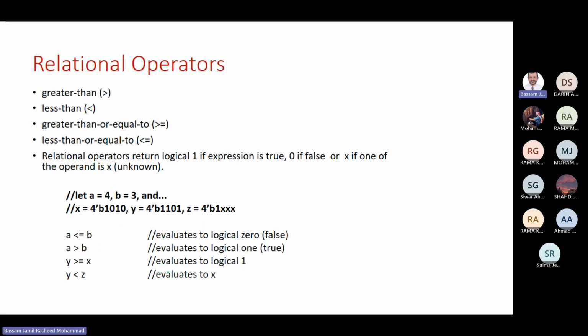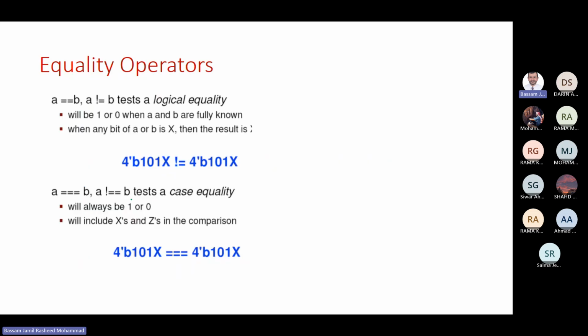Okay, so I'm done with the logical operators, and then I will move to the relational operators, and this is exactly what we have in C: greater than, less than, greater than or equal, like any other language. So I'm not going to spend too much time on it. You can look at these examples.